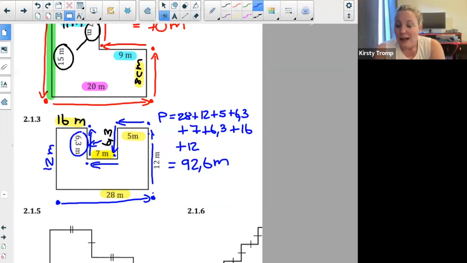Hi, ma'am. I don't think you understood what I meant because the perimeter equals 28 plus 12 plus 5 plus 6,3. I know where we got the 6,3 from because I see it on the diagram, but then you wrote it again by plus 7 plus 6,3.